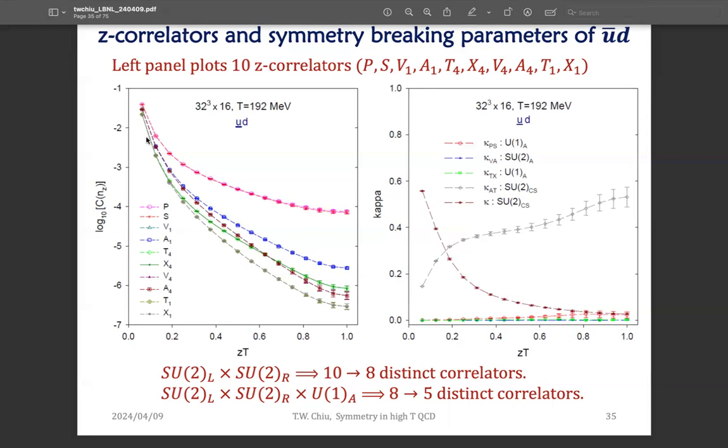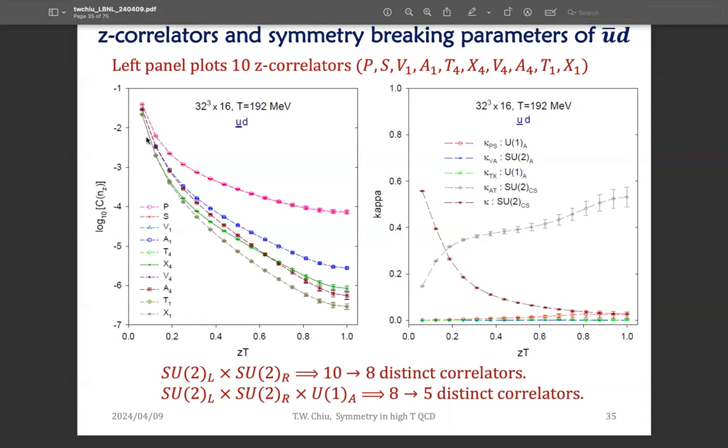That means here the SU(2)×U(1) has been restored. So from the number of distinct correlators, you can see the chiral symmetry is restored.